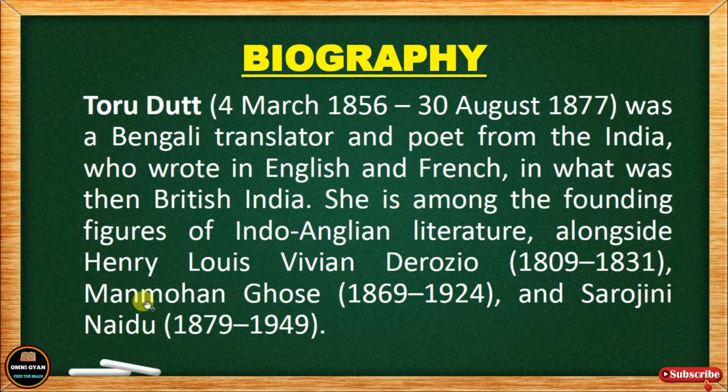Henry de Rozier, 1809 to 1831. There were some other founding figures like Manmohan Ghosh, from 1869 to 1924, okay, birth and death, and Sarojini Naidu. You have learned in English also Sarojini Naidu's poem, The Gift of India. She also wrote in English. Again, another founding figure of Indian English literature, 1879 to 1949, her birth and death, okay.